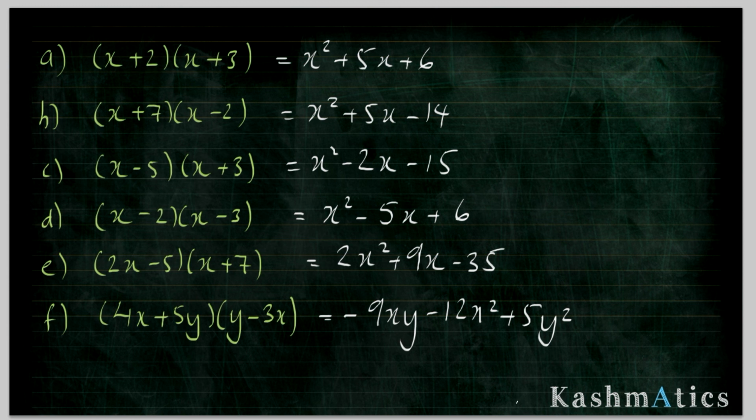So, how did you do? These are the answers. Now, you may have got some of the terms in a different order, but as long as the sign is with the correct term, then that's fine. So, for example, in this last one, you may have written the 5y squared first, but as long as the 9xy has got a minus in front of it, and the 12x squared has also got a minus in front of it, then you should be fine.